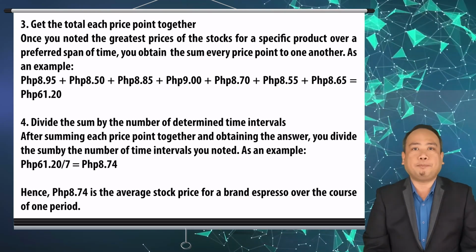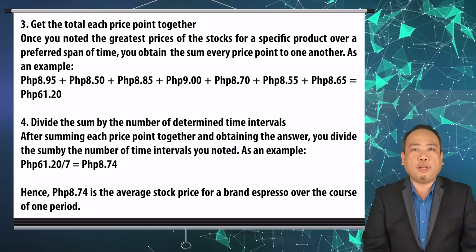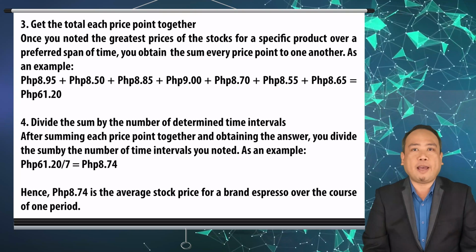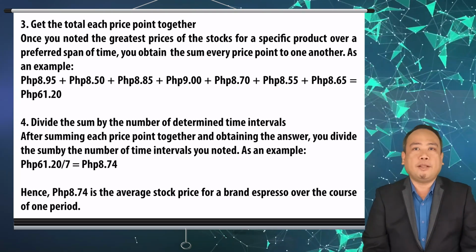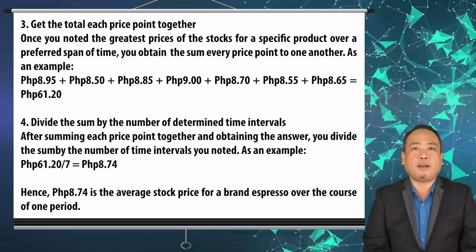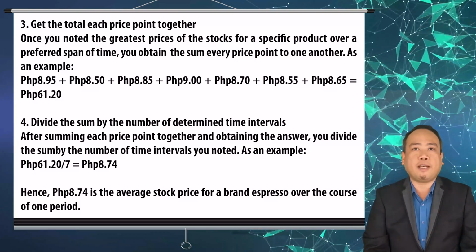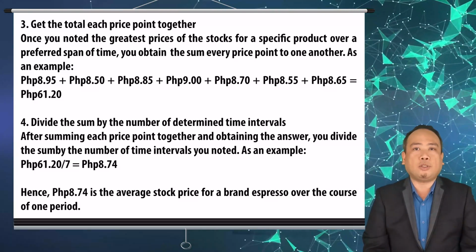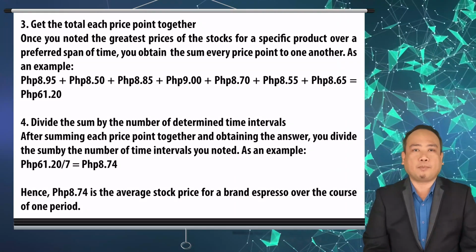As an example, 8.95, 8.5, 8.85, 9.0, 8.70, 8.55, 8.65, which totals to 61.20.